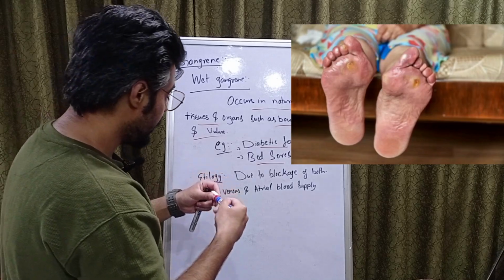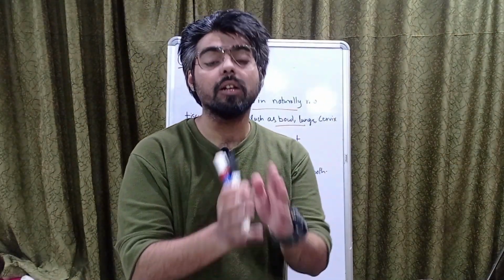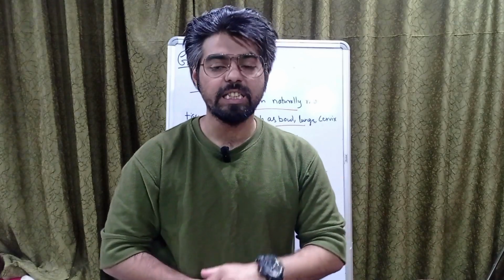Next, what is the etiology? The etiology is due to the blockage of both venous and arterial blood supply. Okay, now let's come to the morphology.